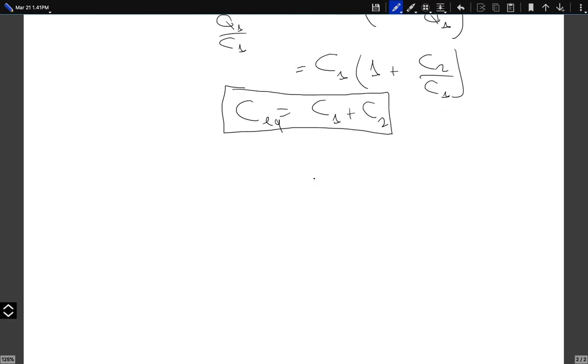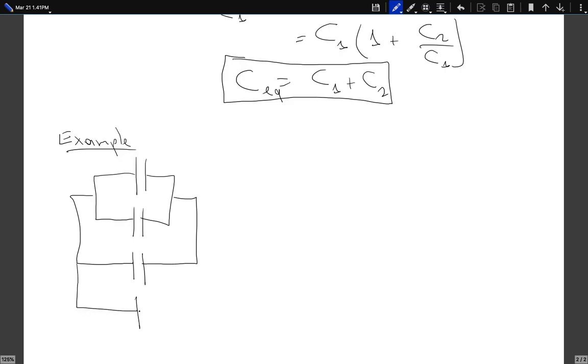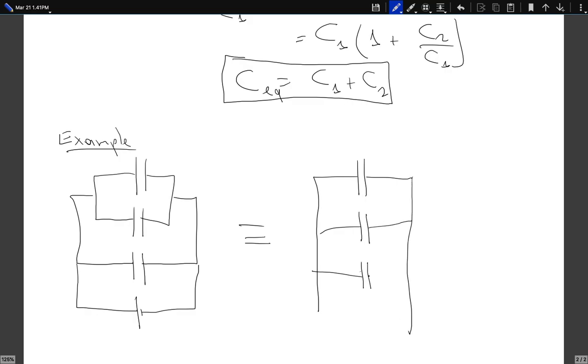Well, if we have 3 of them, you can just draw it whichever way you like, by the way. So this is one way of showing the 3 capacitors, or this is the same thing. These two are the same thing. The only thing I did is I just moved some of the wires. You are allowed to move wires because you are not changing the potential anywhere.